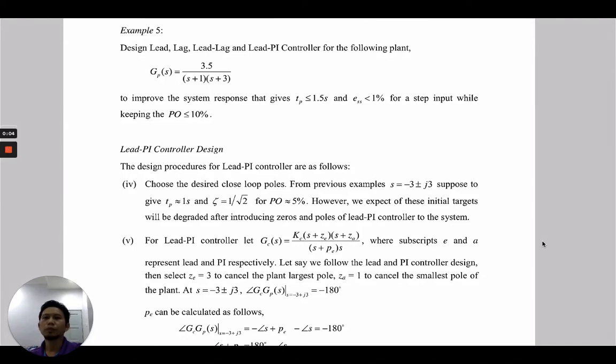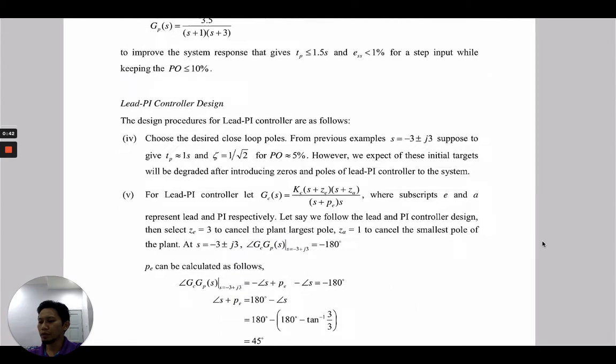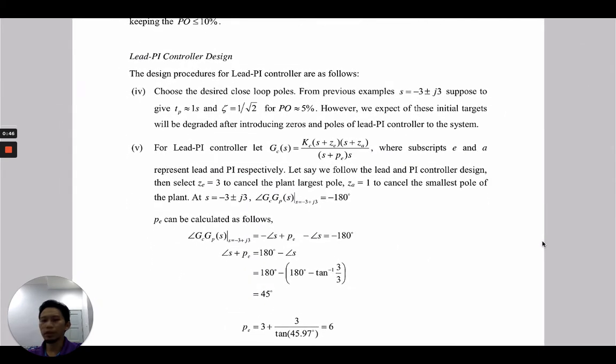This is the last example for the lead lag controller design topics. This question asks you to design a lead lag and a lead PI controller. However, I will only show you how to design the lead PI controller using the plant given to improve the system response that gives the design requirements: TP less than 1.5 seconds, steady state error less than 1% for step input, while keeping the percent overshoot less than 10%. To design the lead PI controller, similarly to the previous examples, we can design it.